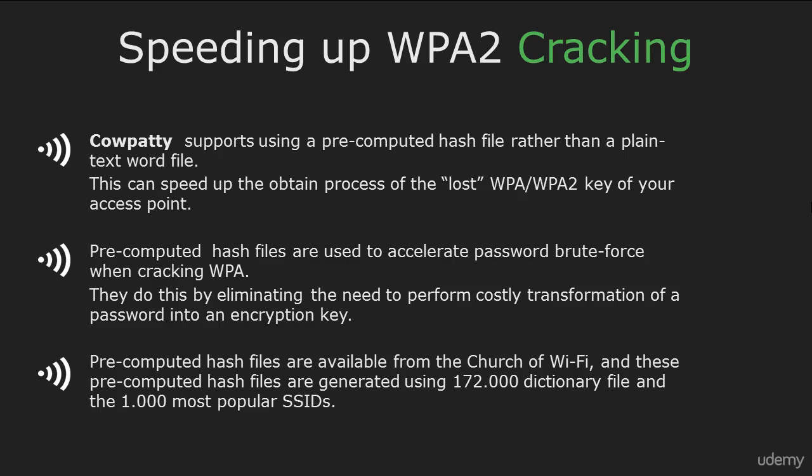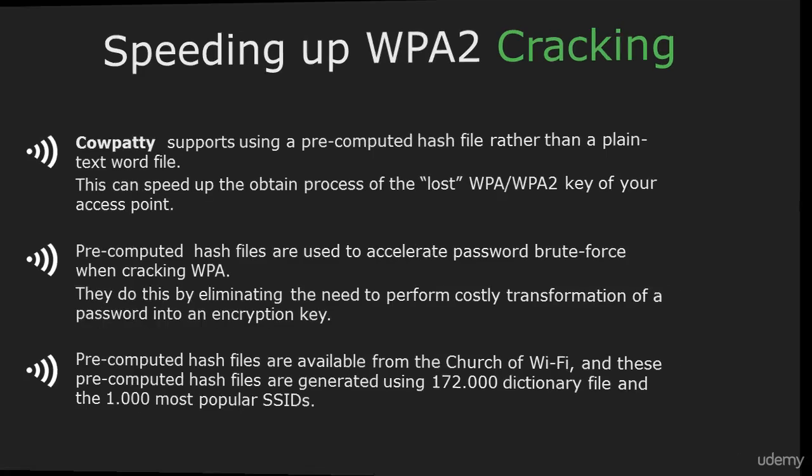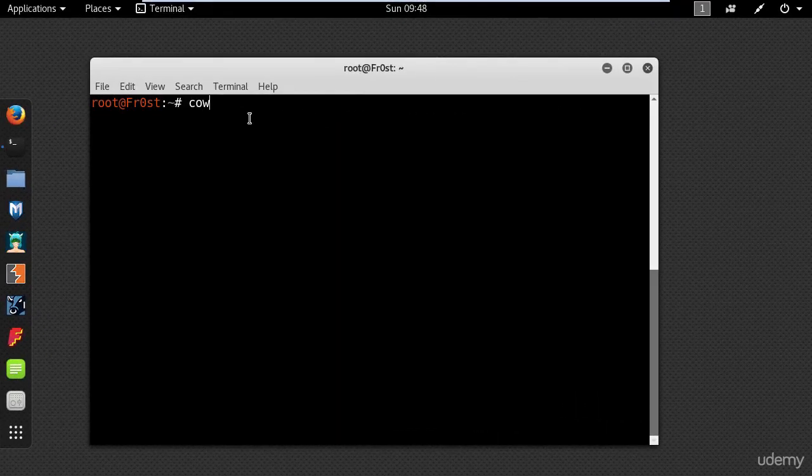In this video I will show you how you can speed up the WPA cracking process using Cowpatty and GenPMK. Cowpatty supports using a pre-computed hash file. Pre-computed hash files are used to accelerate the cracking process by eliminating the transformation of a password into an encryption key. So I will switch to my Kali machine and type Cowpatty.